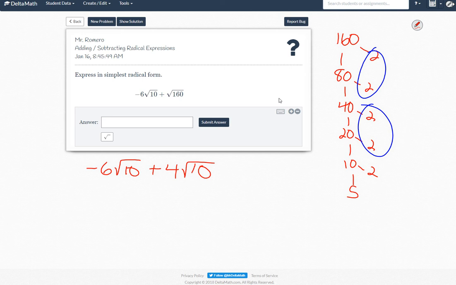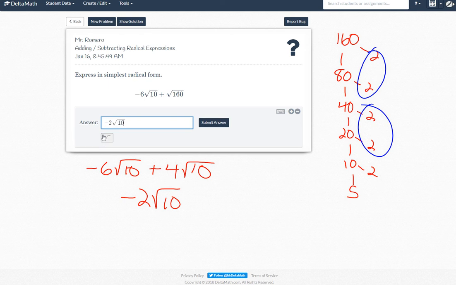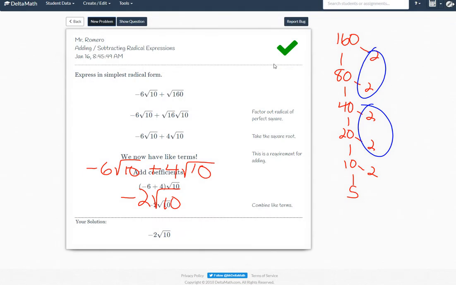And then Elsie says that -6 plus 4 is -2, so the answer is -2 square root of 10. And when Elsie speaks, people listen. So we get -2 square root of 10, submit, and then the children rejoice because they got the little check mark.